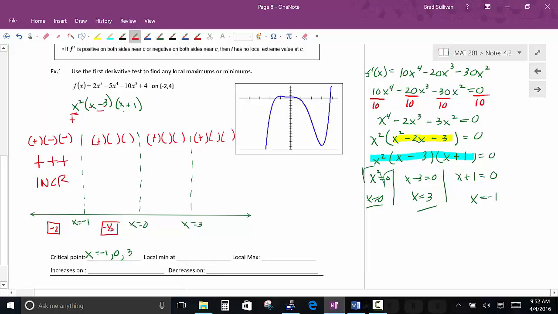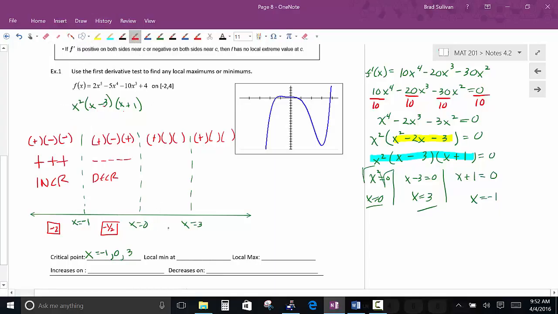Well, how about -1/2? Don't worry that it's a fraction. It's not a big deal. So what would you get if you did -1/2 minus 3? You get a negative or positive? You get a negative. That's all you care about. How about -1/2 plus 1? Positive. Now you have a positive times a negative times a positive. That's negative. That means the function's decreasing. Okay? So if you can do it in your head, do it. Saves you time, that's for sure.